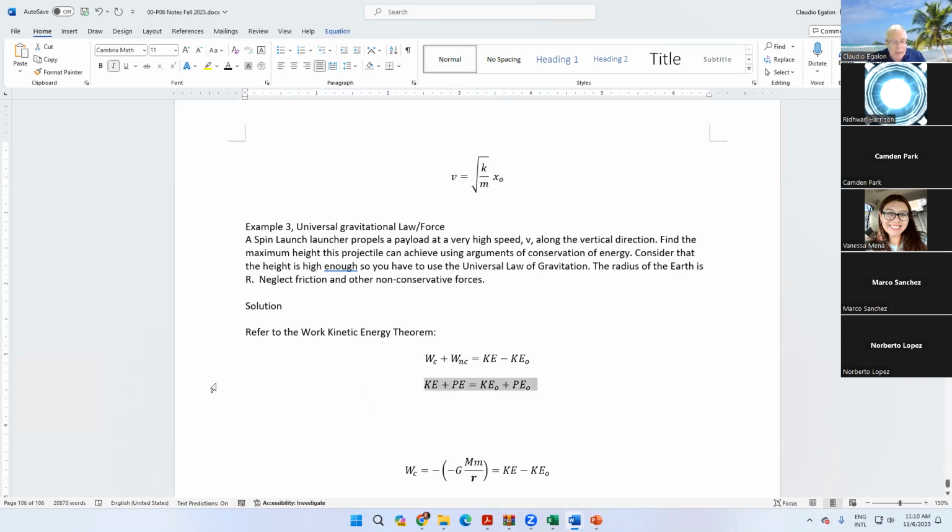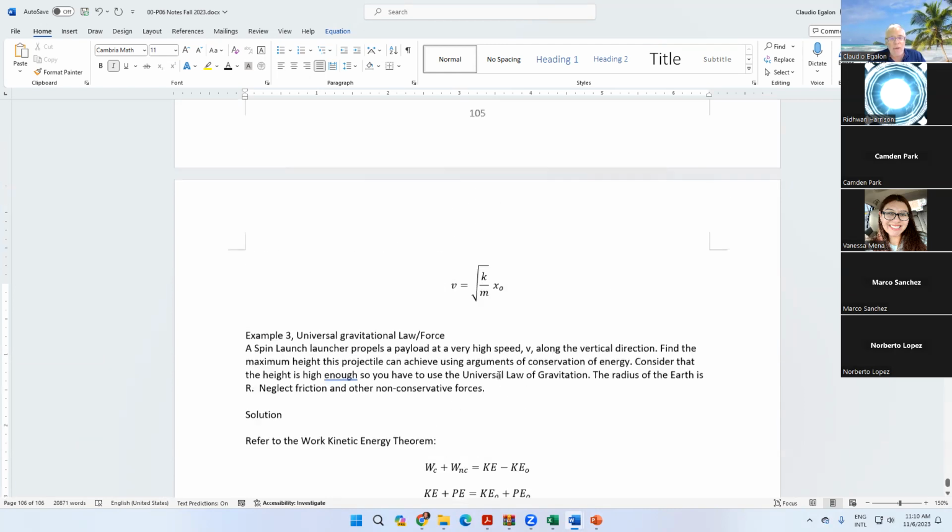The final velocity is going to be 0. Consequently, the final kinetic energy is going to be 0. The initial kinetic energy is half mv squared, I can put v naught squared if I want. The potential energy at the Earth's surface is going to be minus big G, big M, mass of the Earth, times the mass of the satellite, divided by R, which is the radius of the Earth.